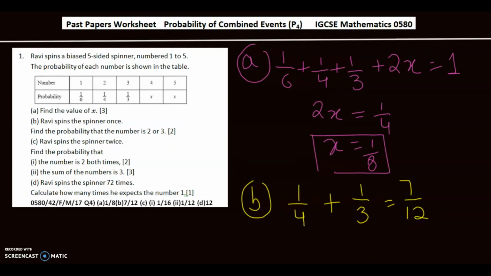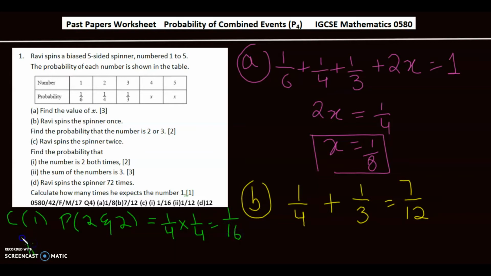Part C, Ravi spins the spinner twice. Find the probability that the number is 2 both the times. So in part C1, we have to find probability of getting 2 and then again 2. So probability of getting 2 is 1 upon 4, and another time getting 2 is again 1 upon 4, so the answer is 1 upon 16.